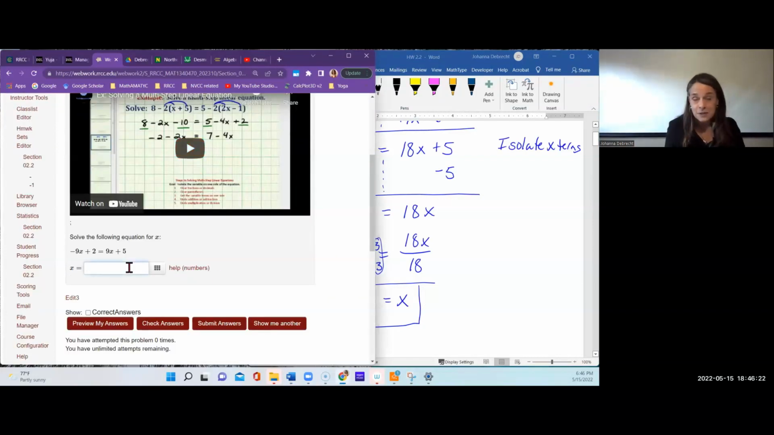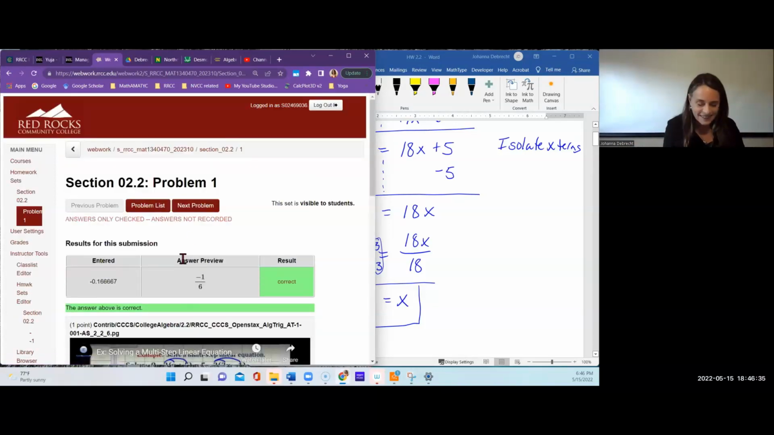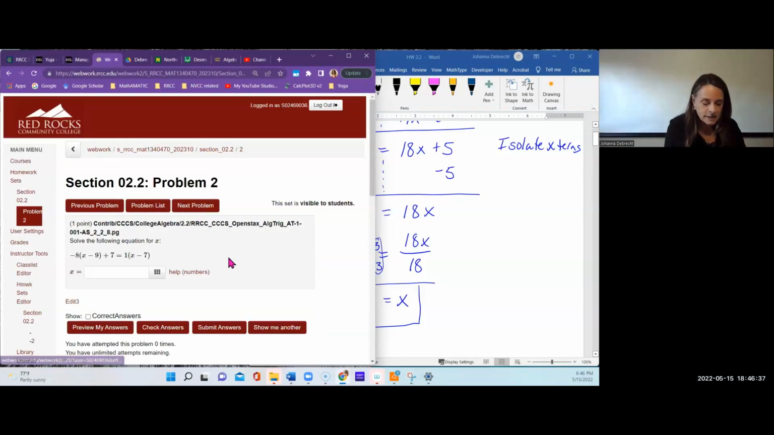Well, for fun, I guess we should put in the answer. So this is -1 divided by 6, and you can use the slash mark for division if I can find it. And then check your answer. Hopefully we get that lovely green. Now we can go on to the next problem.